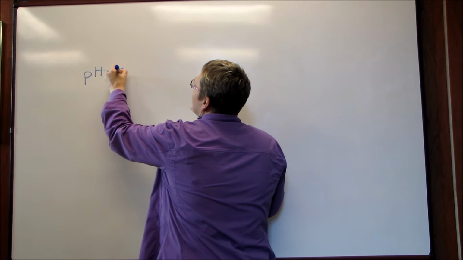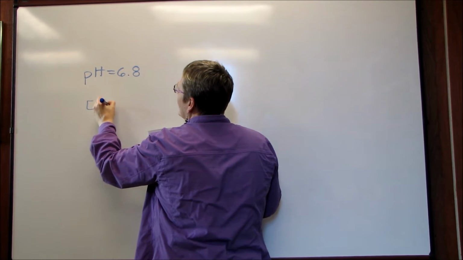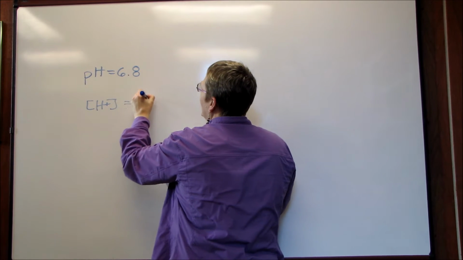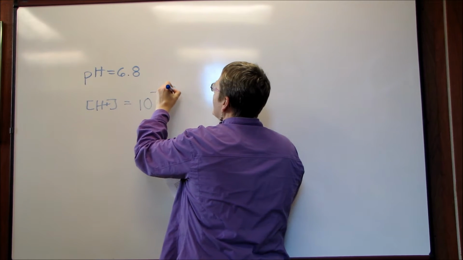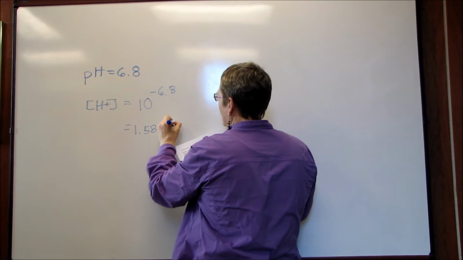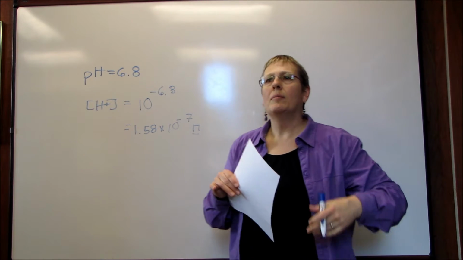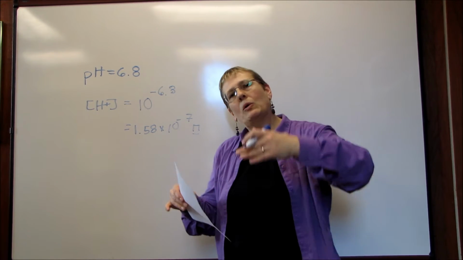We had a pH of 6.8 and we wanted to find what the H plus concentration is: simply 10 to the negative 6.8. So that part was really quite simple. We come out with 1.58 times 10 to the minus 7 molar. But I would like you to think about what the number means.